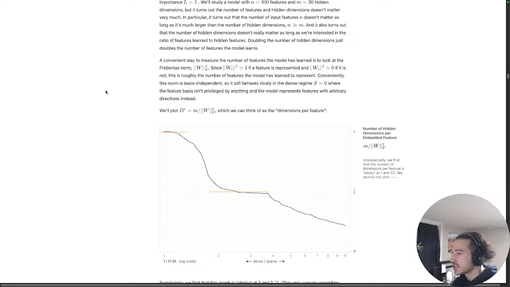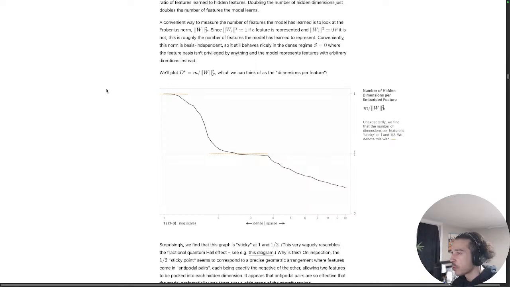We'll plot d star equals m over the Frobenius norm of W, which we can think of as the dimensions per feature, and see in this line plot the number of hidden dimensions per embedded feature. Unexpectedly, we find that the number of dimensions per feature is sticky at 1 and 1/2. We denote this with a straight dotted line. So you see at 1, it's roughly straight.